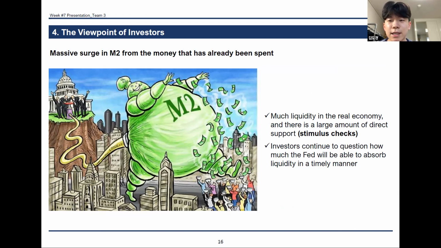Despite the quantitative easing since the 2008 financial crisis, trend changes have not been observed in M2, a liquidity indicator released on the market, while the trend has drastically increased since last year. Investors continue to question how much the Fed will be able to absorb liquidity in a timely manner without hurting financial markets and the real economy, and these concerns are quite reasonable.